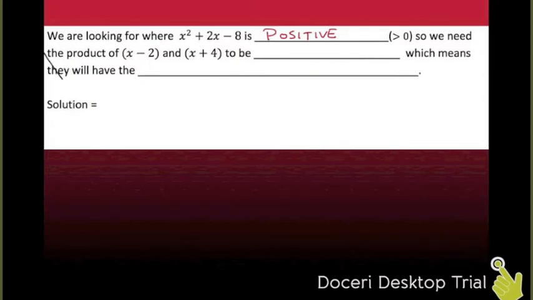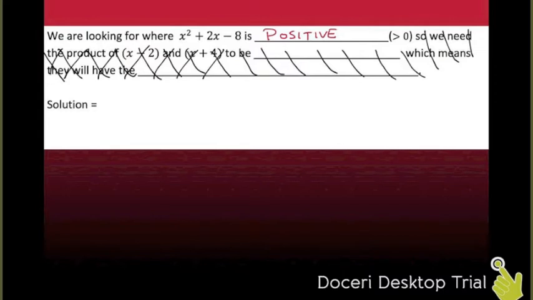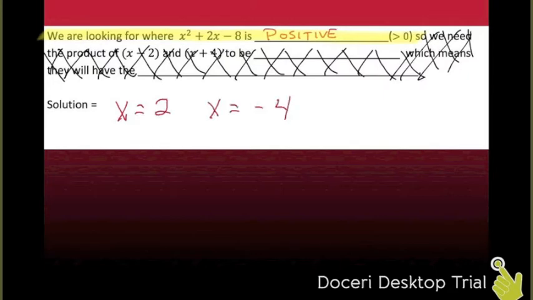And what I would like you to do next is go ahead and cross off the rest of that paragraph because we are not going to be doing that. We actually have a different technique that's a bit easier. So instead of figuring out positives and negatives and all that crazy stuff, we are not using any of that. So all you need to have is this part right here. So we know that our solutions for this were x equals 2 and x equals negative 4.